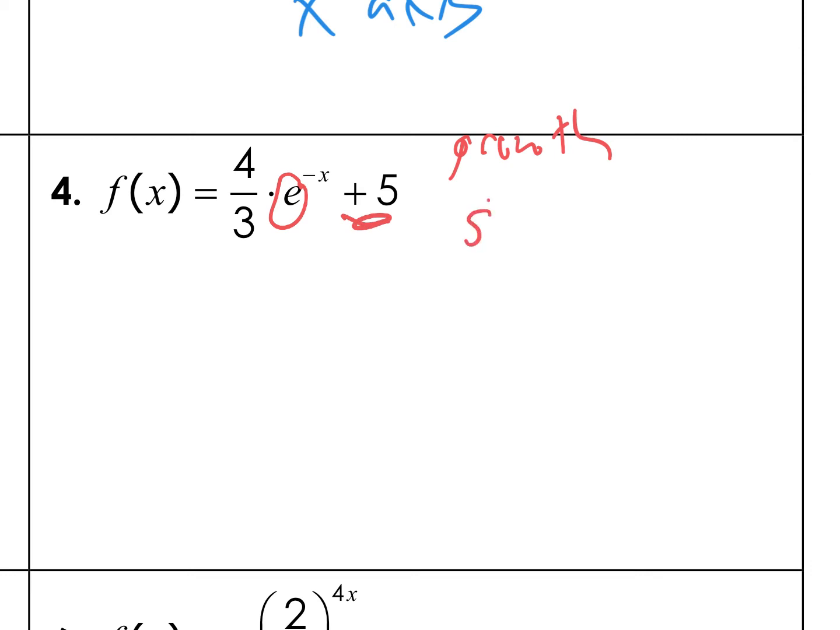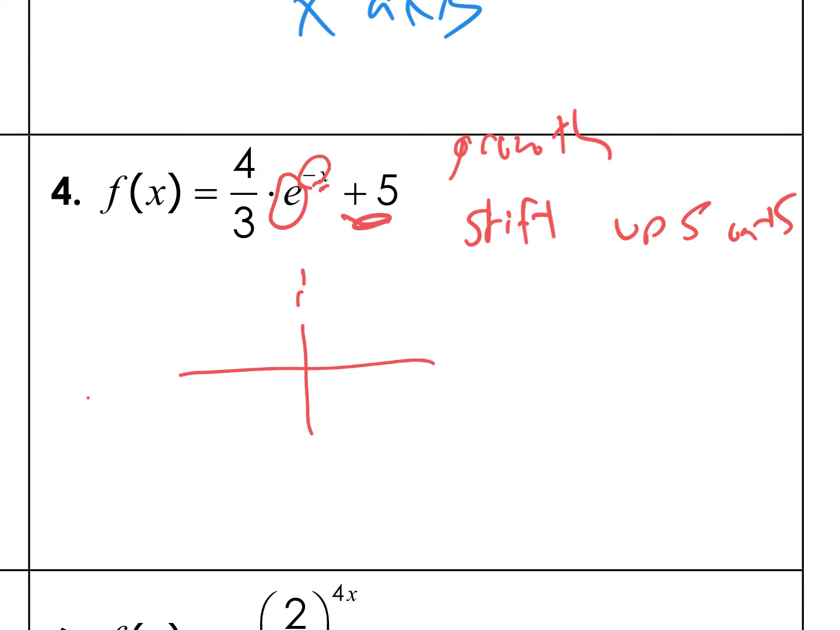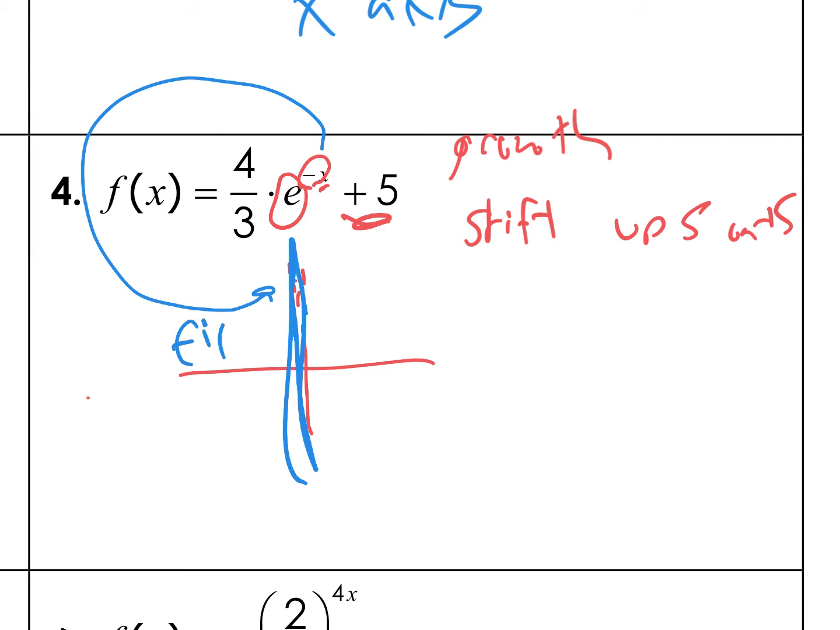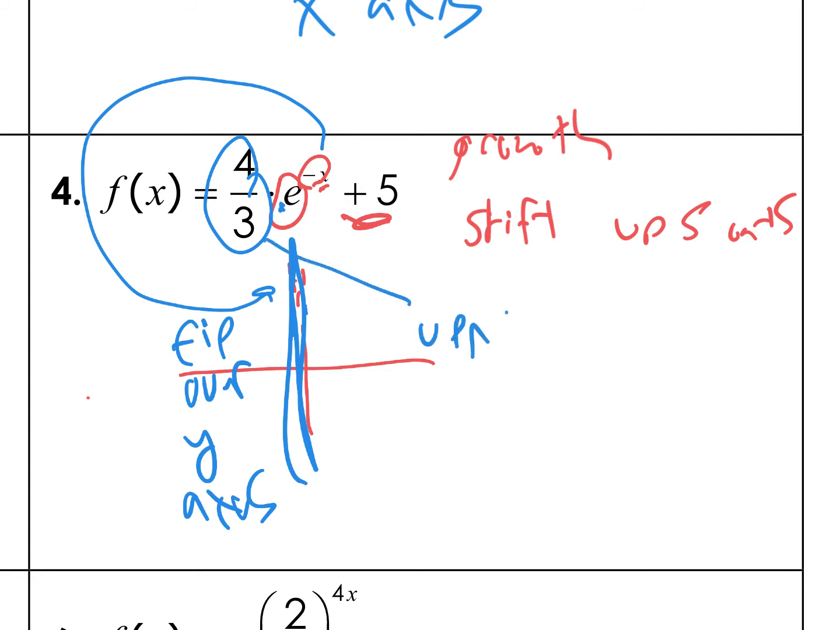Plus 5 means shift up 5 units. There's nothing being added to the x, so it does not shift left or right. But there is a minus in front of it. That means it flips over the y-axis. This negative x causes it to flip over the y-axis. Then there's a number in front of e. It's 4/3, and 4/3 is bigger than 1, so it's going to be a vertical stretch.